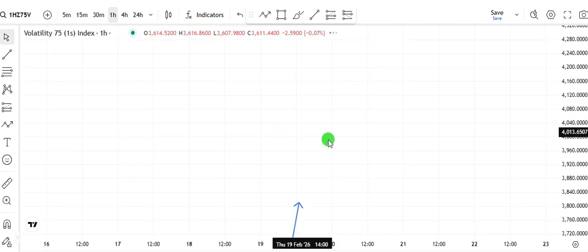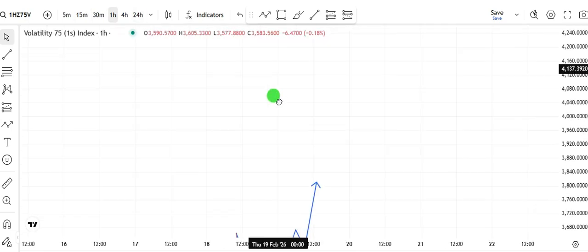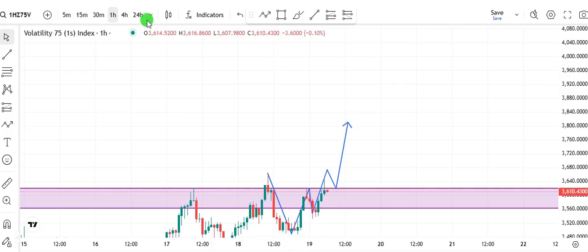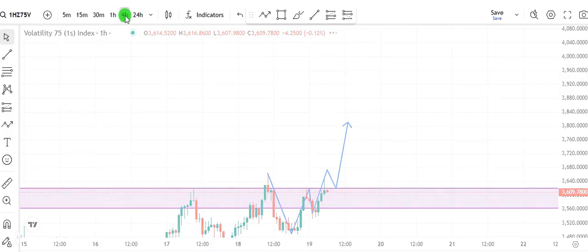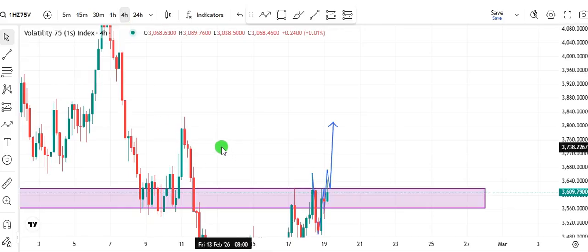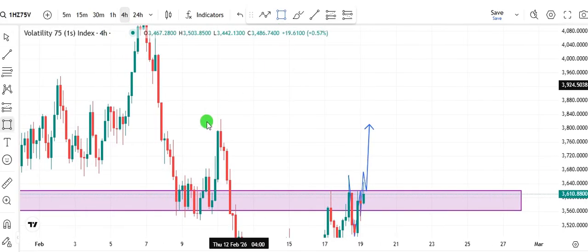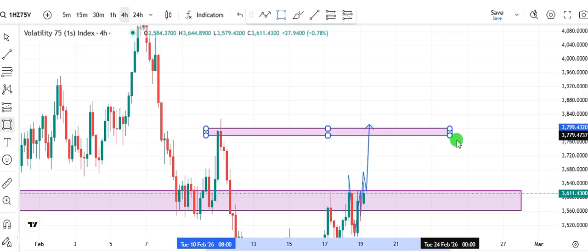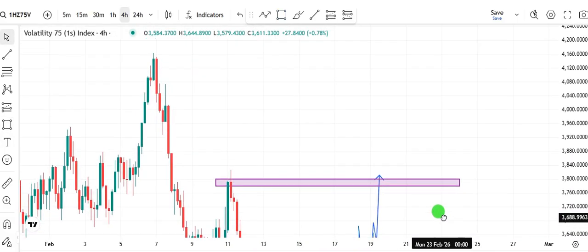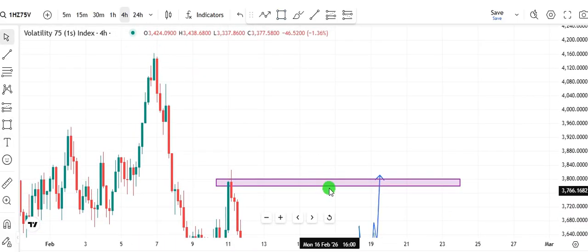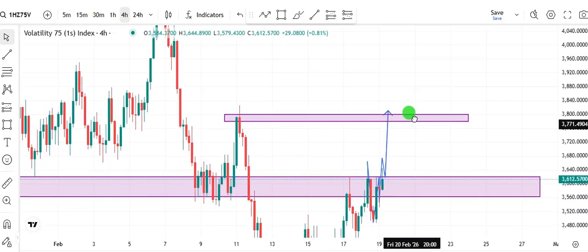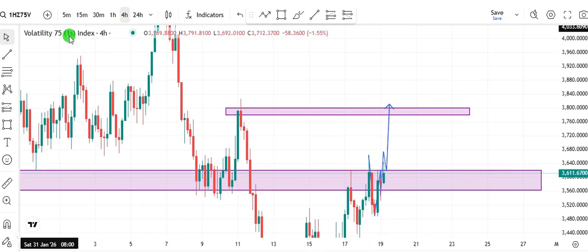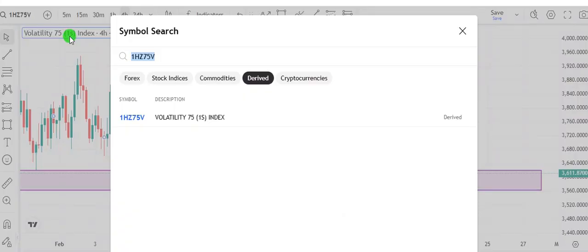Let me show you the structure. Let me use the 4-hour chart then. Okay, our take profit is going to be at this level. That's where the first target is going to be, that's what we're going to be targeting. If that gets broken, we go here. But first for today, this is our first take profit. Please pay close attention to that. Let's go to the next one, which is Volatility 75.